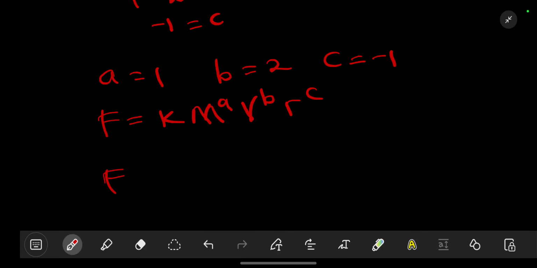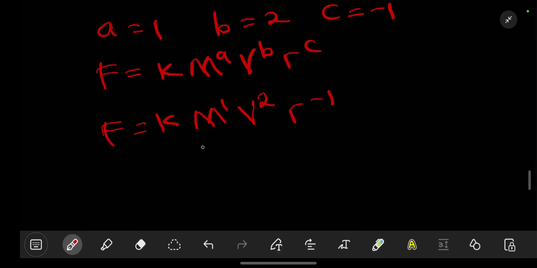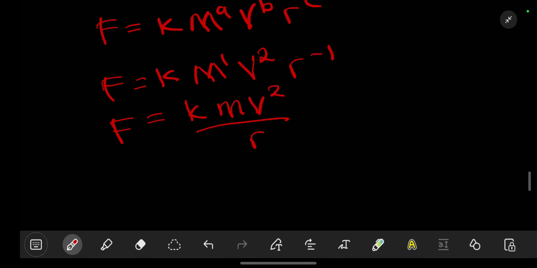Our force is equal to the constant k, mass to the power of a is 1, our velocity to the power of 2, since b is equal to 2, and our radius to the power negative 1. So which will give us k, mass, velocity squared over, we have our negative 1 can be written as r, positive 1, like that, which can look like this. So this is the centripetal force with a constant k that cannot be found by dimensional analysis. You get your 8 marks from there. Let's move on to our next question.